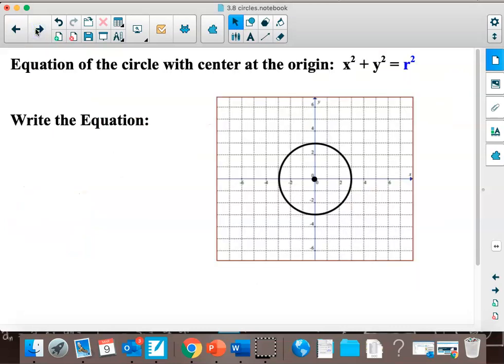Okay. So standard form of an equation of a circle that is centered at the origin is x squared plus y squared equals r squared. What does the r stand for? Radius, which is the distance from the center. So technically, the definition of a circle is the set of all points equidistant from a fixed point. The fixed point would be the center.